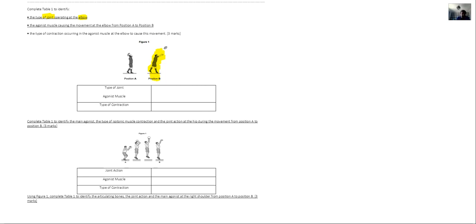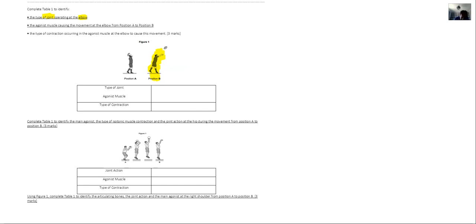So make sure when you go through this question and this second one, you highlight some key points. But have a go first. Type of joint, which muscle is producing the movement, and then the type of contraction for both of those. Okay, so pause right now and have a go. Okay, chaps, so let's go through the answers of this one.